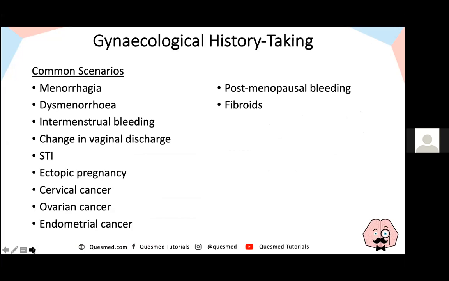And common scenarios you'll find in the gynae station are things like heavy periods, painful periods, funny bleeding, vaginal discharge. Like I said, ectopic pregnancy commonly comes up, and presentations of cervical, ovarian and endometrial cancer. In the older lady, we're more thinking about postmenopausal bleeding and fibroids. This is not an exhaustive list. They do come up with some weird and wonderful scenarios, but that's the kind of common things you'd want to have a background knowledge of.